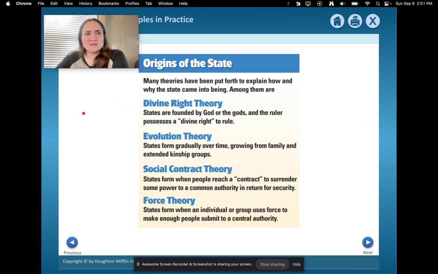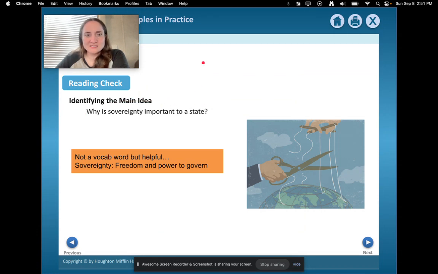Okay, here are some theories about origins of the state. I'm going to skip that.